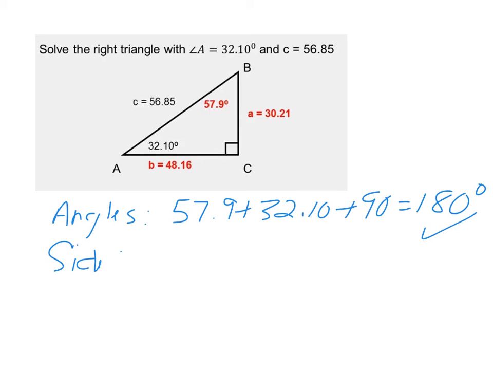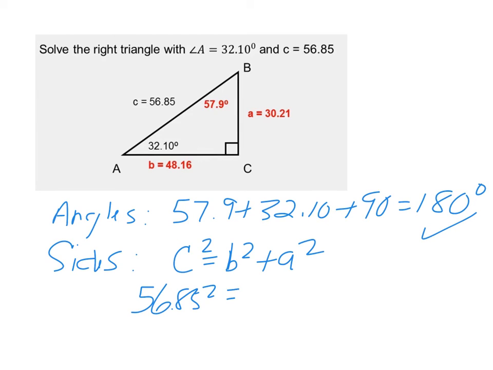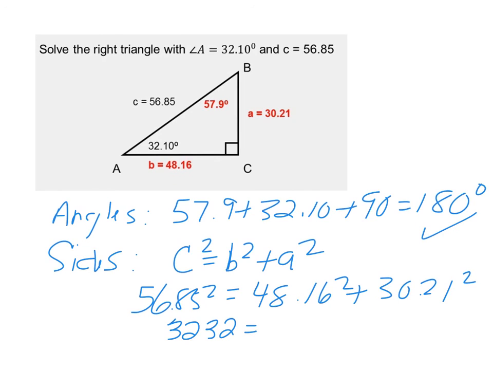The next thing I'm going to check are my sides. So according to Pythagorean theorem, c squared is equal to b squared plus a squared. So 56.85 squared equals 48.16 squared plus 30.21 squared. So 56.85 squared gives me 3,232, and when I add up 48.16 squared and 30.21 squared, they also give me 3,232, so I can conclude that my sides are correct as well. So I have solved for this right triangle.